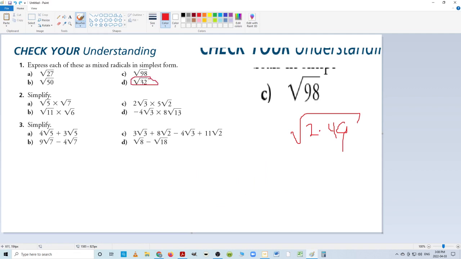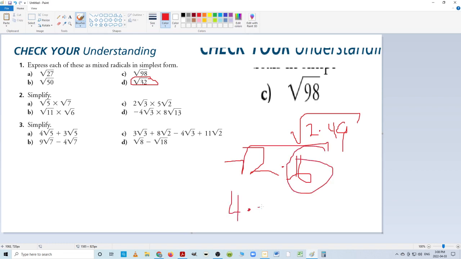And what's 32? It's 2 times 16, all under square root. And of course, the square root of 16 is 4. So we get 4 times the square root of 2. And you can see how easy those are.